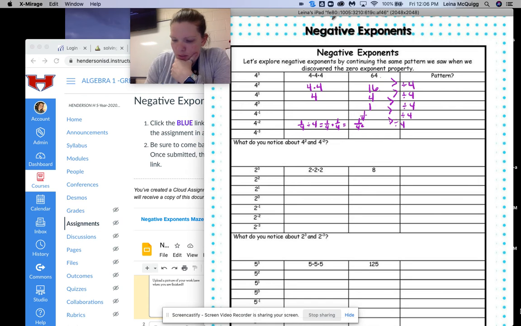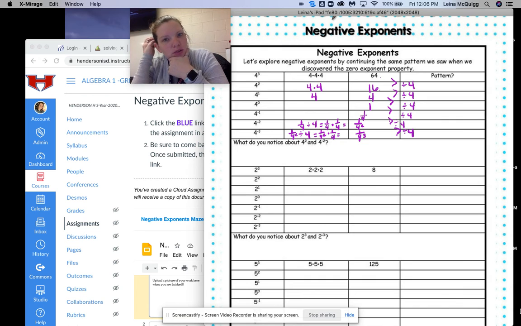Oops, I erased that 4 up there. Okay, so let's do that one more time. We're going to divide by 4 again. So we have 1/4 squared divided by 4. So again, we keep 1/4 squared, change the division to multiplication, flip the 4 to 1/4. Well, that's 1/4 cubed. So what do we notice about our exponent?